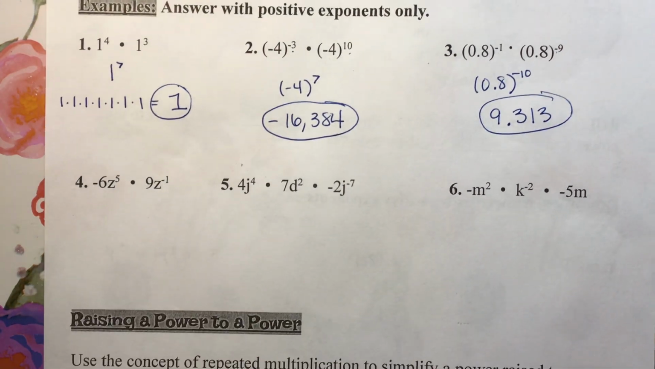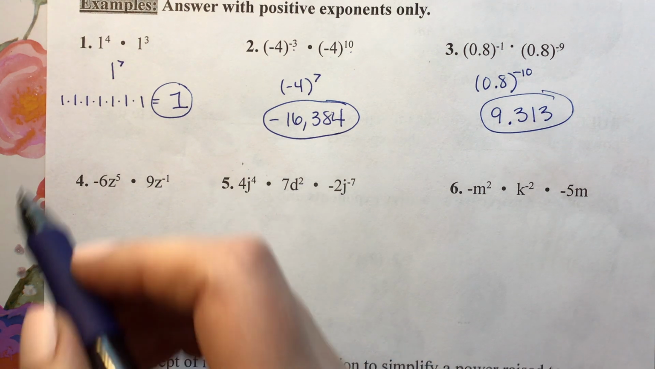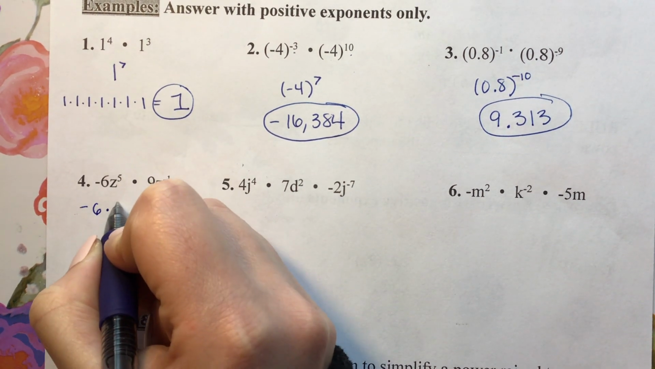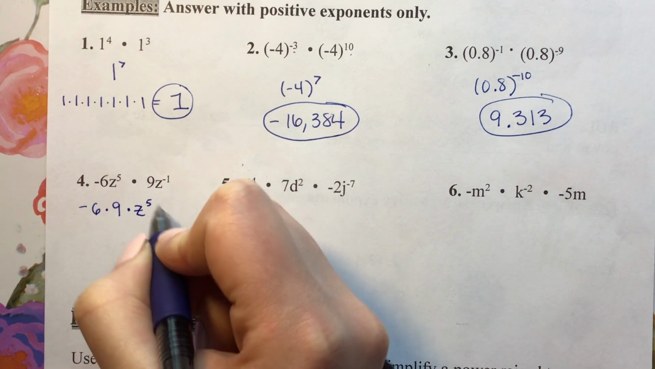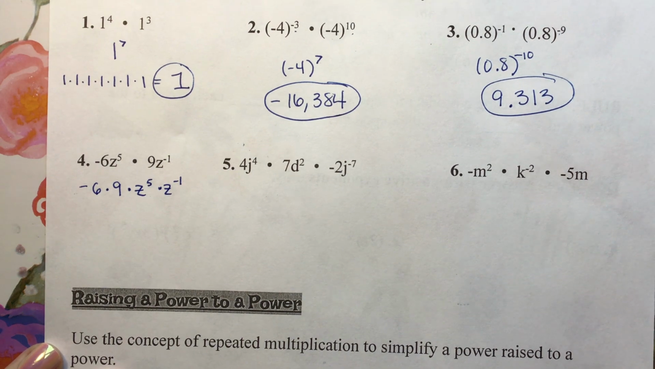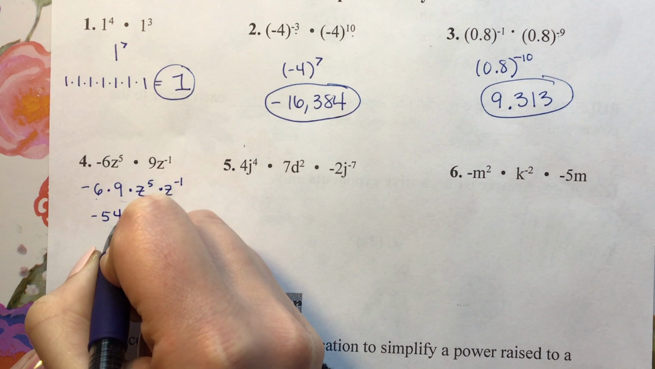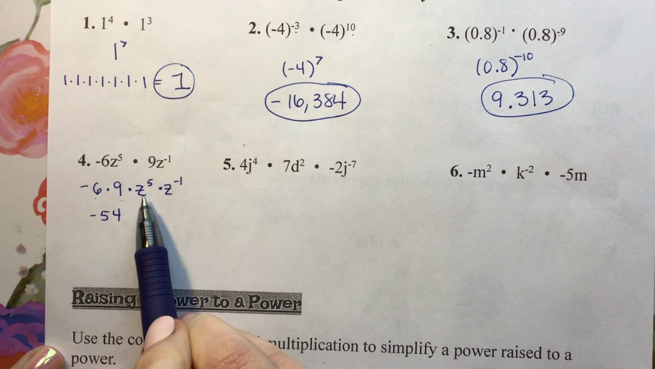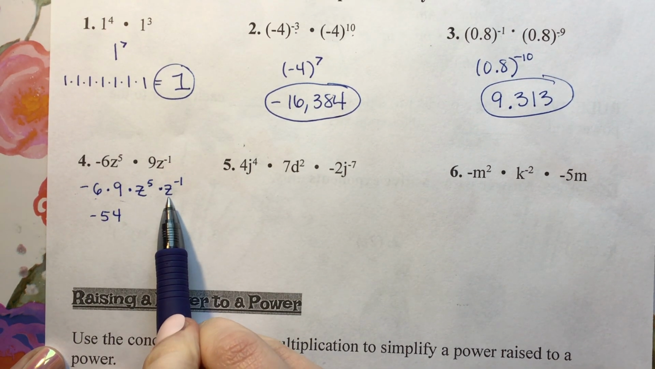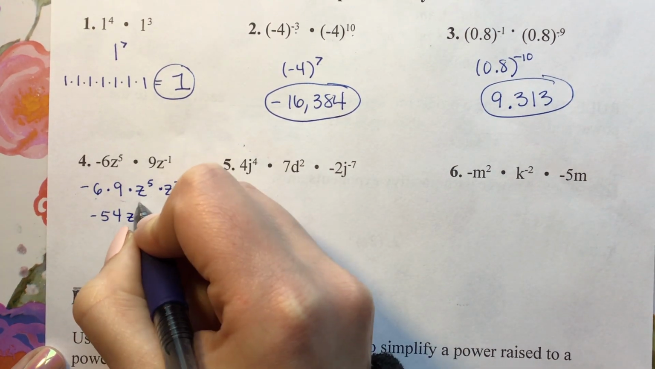Now we have some variables in our problems. So we have -6z to the 5th times 9z to the -1. If we need to, we can reorganize this like -6 times 9 times z to the 5th times z to the -1. That might be easier for us to organize. So I have -6 times 9, which is -54. And then I have z to the 5th and z to the -1. Well, 5 plus -1 is 4, so I'm going to have z to the 4th.